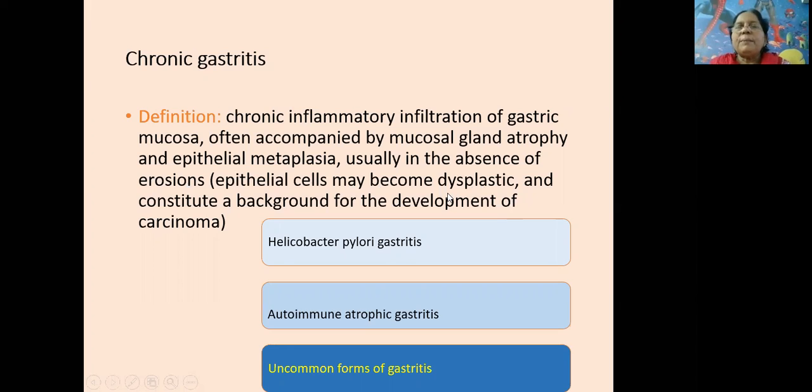You know what is metaplasia and what is dysplasia. Dysplasia is a precancerous condition and constitutes a background for the development of carcinoma. So there is some inflammation, there is mucus gland atrophy, and the epithelium undergoes metaplasia and dysplasia, going on to progress into carcinoma. What are the types? There are three types: Helicobacter pylori gastritis, autoimmune atrophic gastritis, and uncommon forms of gastritis.